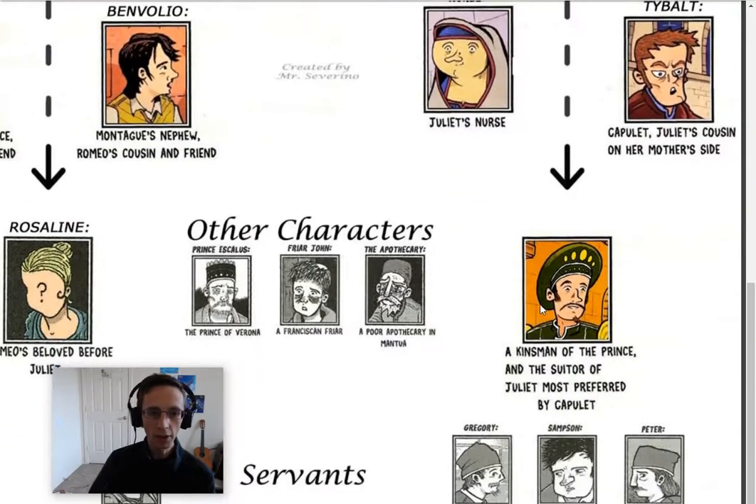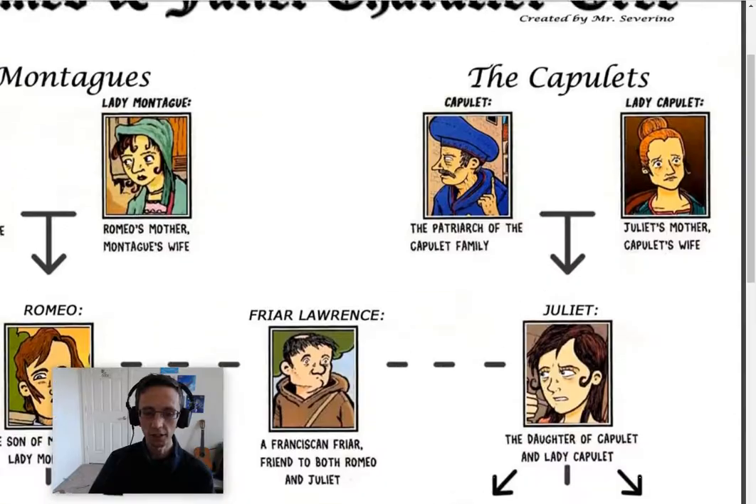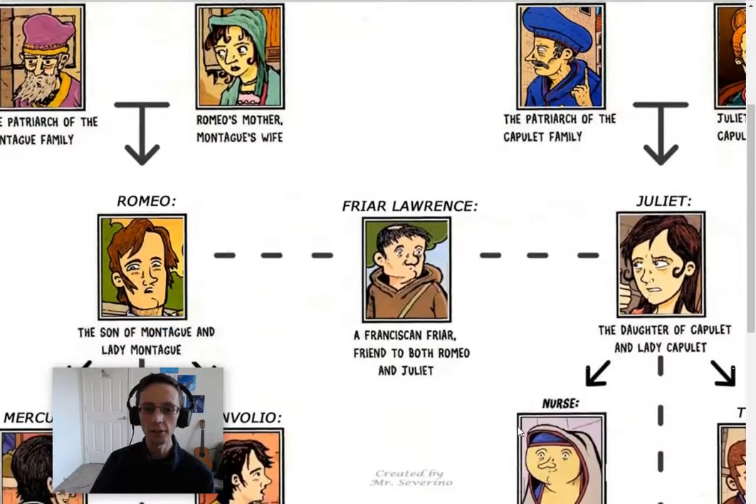And those are all the characters that are in color except for this guy in the middle. Friar Lawrence is a completely neutral party. He is a friar, or in other words, like a priest in the church, I believe the Catholic Church, because it's Italy. And he is a friend of both Romeo and Juliet. These two families might hate each other, but everybody goes to church.